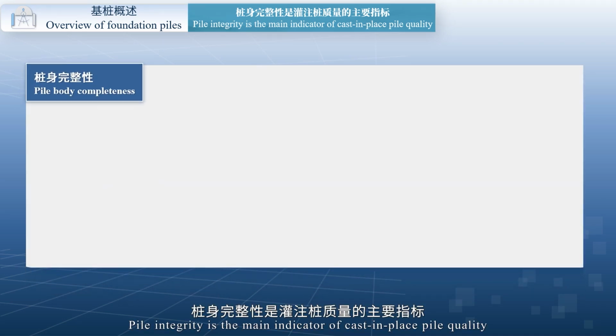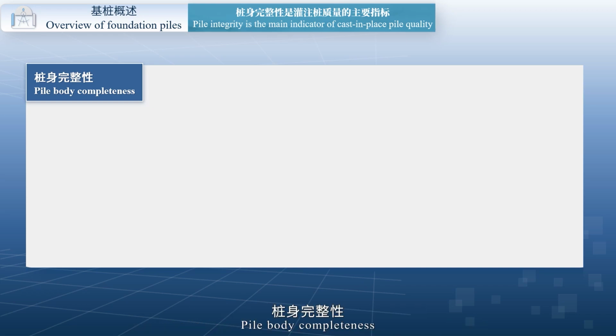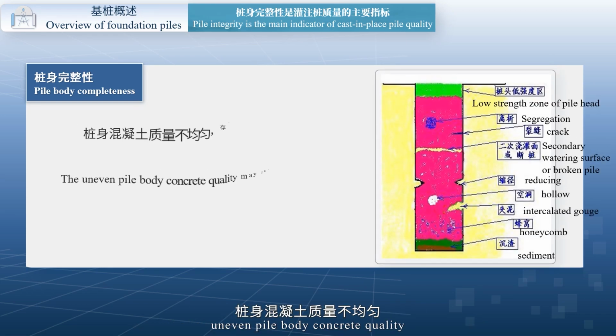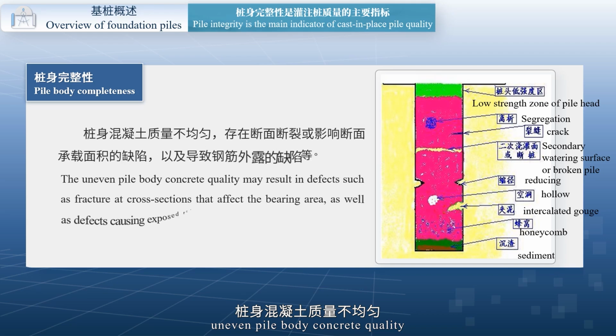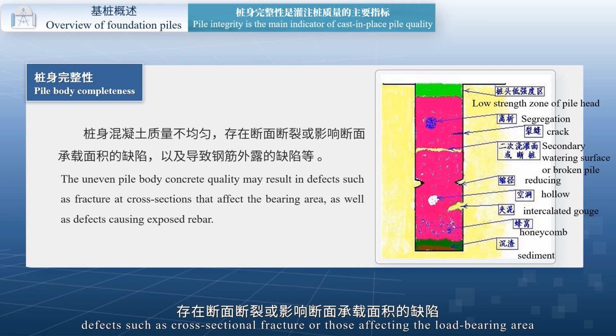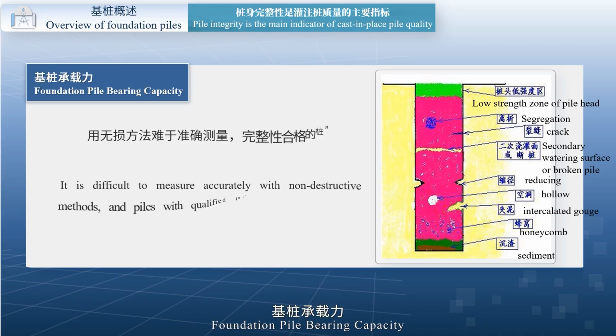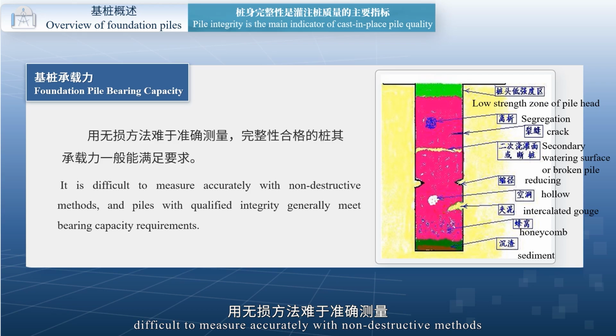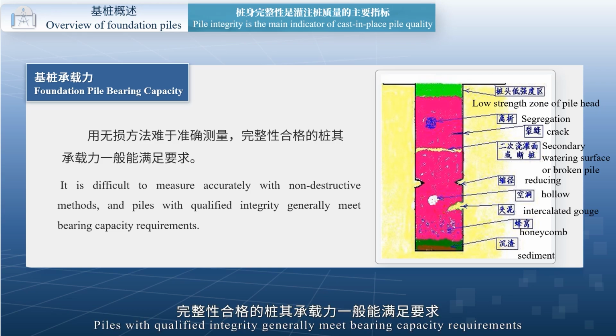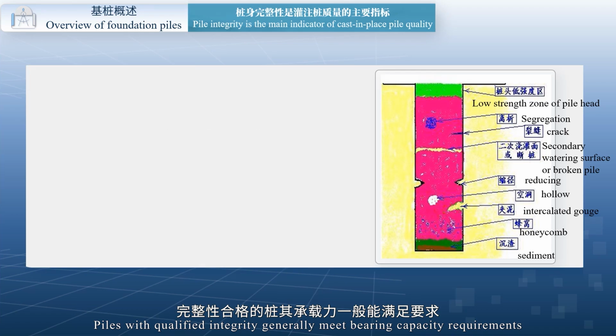Pile integrity is the main indicator of cast-in-place pile quality. Pile body completeness: uneven pile body concrete quality, defects such as cross-sectional fracture or those affecting the load-bearing area, and defects leading to exposed rebar, etc. Foundation pile bearing capacity is difficult to measure accurately with non-destructive methods. Piles with qualified integrity generally meet bearing capacity requirements.